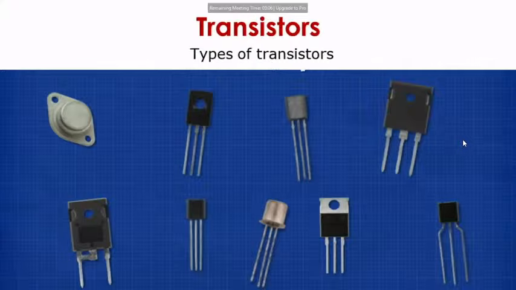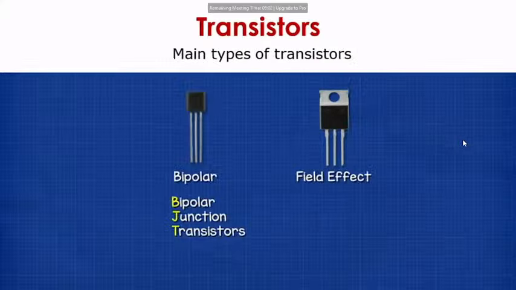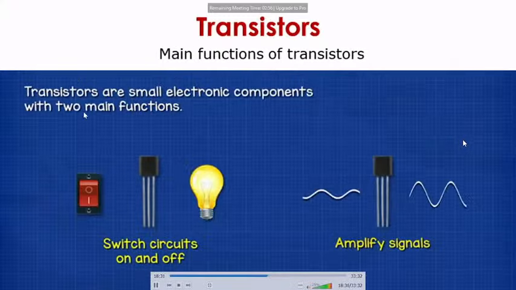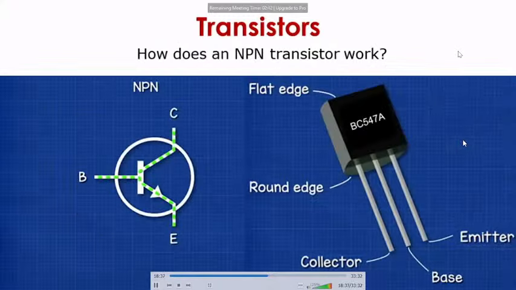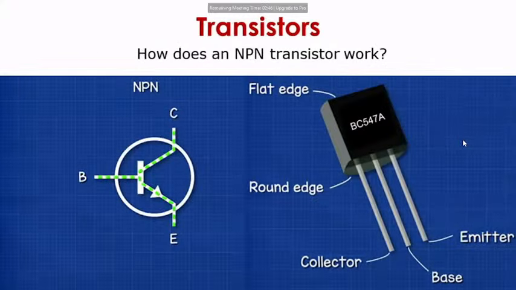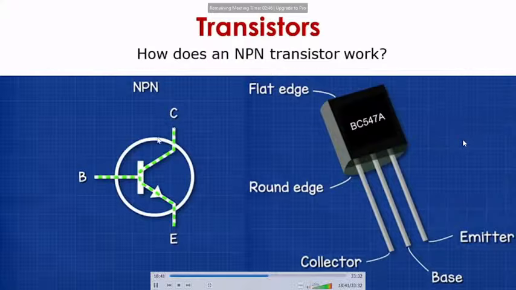We are not going to go much into the details of this, but the main two types of transistors are bipolar transistors and field effect transistors. We are going to use bipolar transistors. As I said earlier, they can be used as a switch, to switch circuits on and off, or to amplify a signal. You can see the symbol on the left side. The current flows from C, the collector, to the emitter, and the base is used to trigger the current flow from collector to emitter, that is C to E.